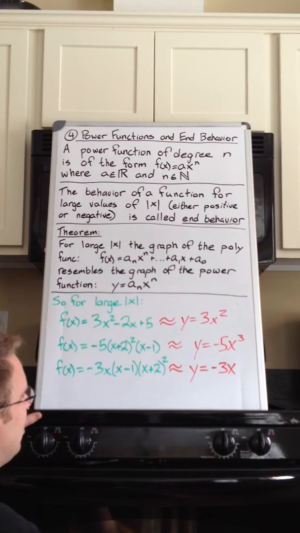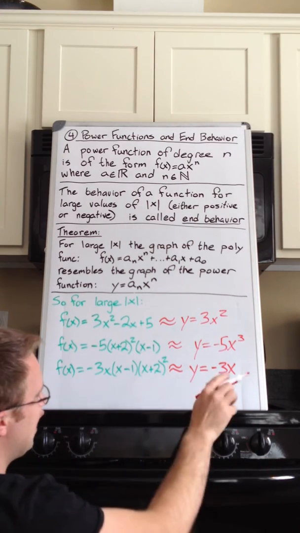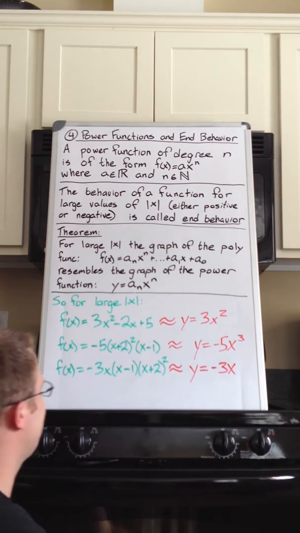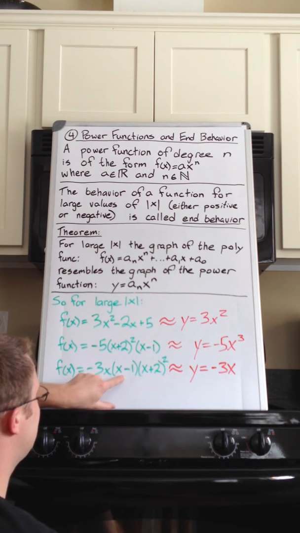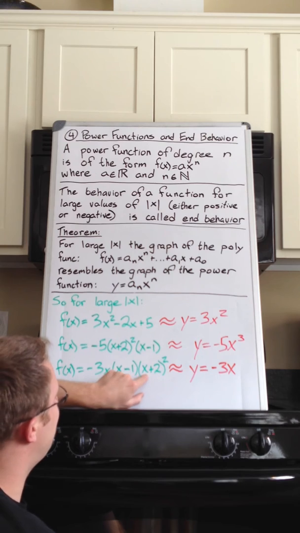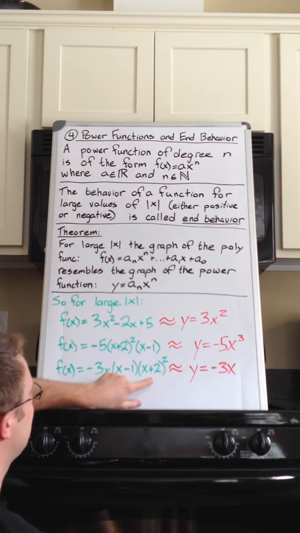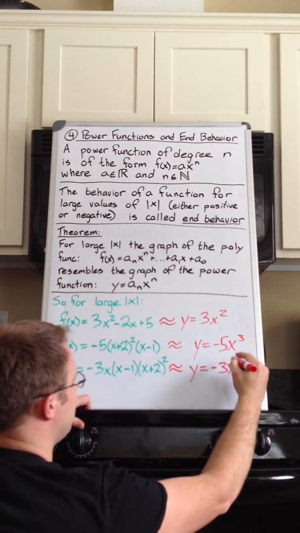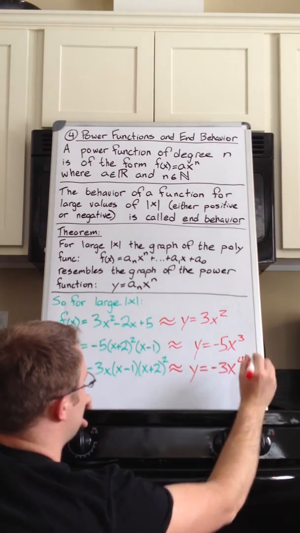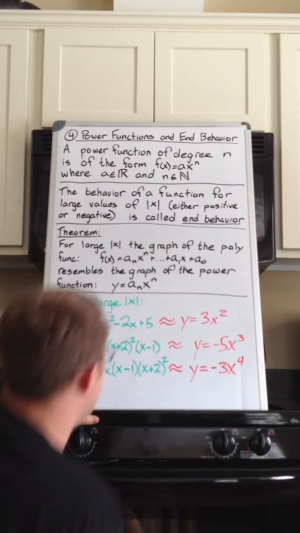And then the degree of this power function will be the same as the degree of this polynomial. So we just got to figure it out. We got 1 x here. We're up to 2 with this term. 3, 4 with this term, because this one is squared. So the degree of this polynomial function is 4. The degree of the power function that approximated at the ends will also be 4.